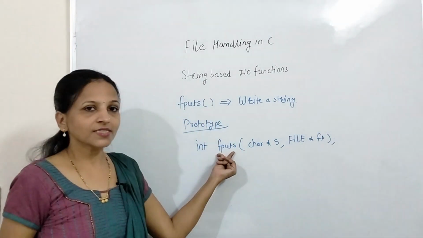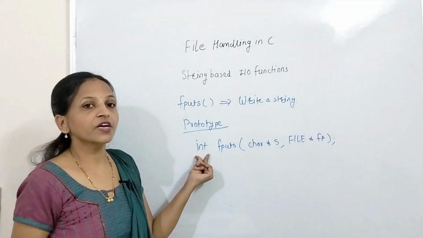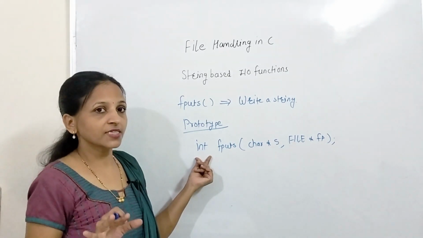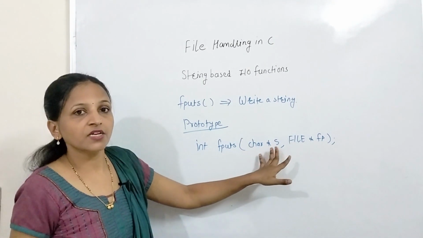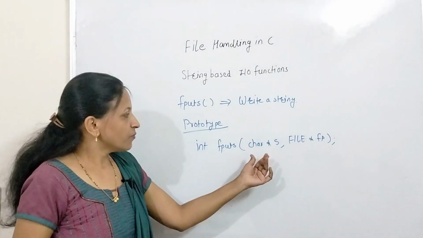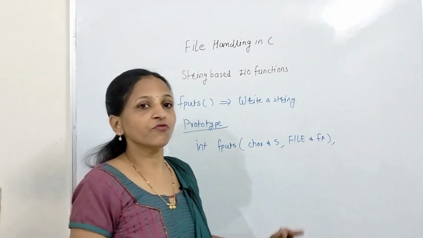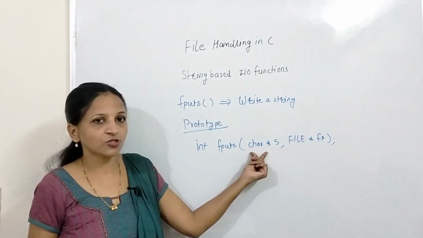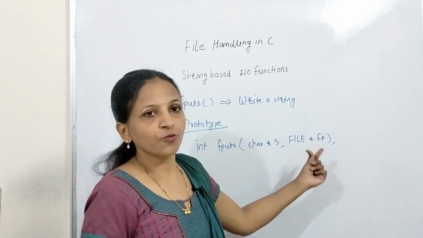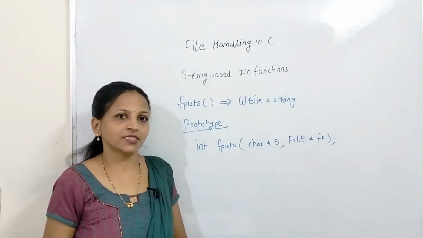Here fputs is the name of the function. It is returning one integer value. What about this integer value? I am going to explain, don't worry. First try to understand. Here we have to pass two arguments. The first argument is whatever string you want to write to that file, that you have to pass over here, and the second argument is the file in which you want to write that string.